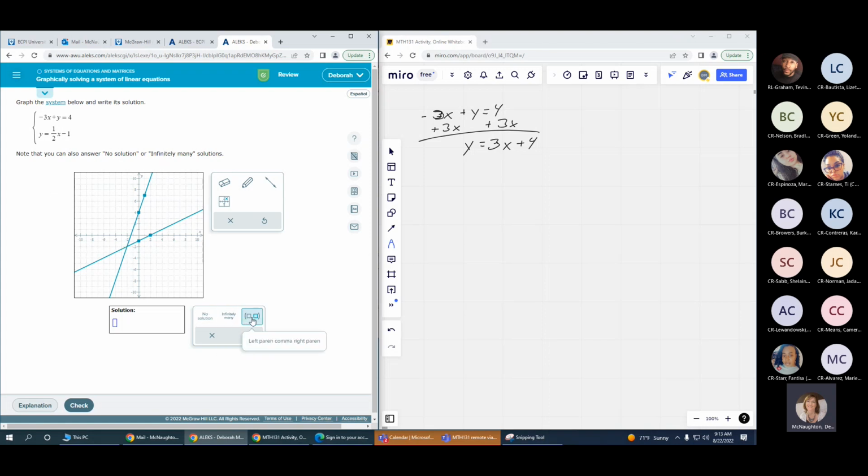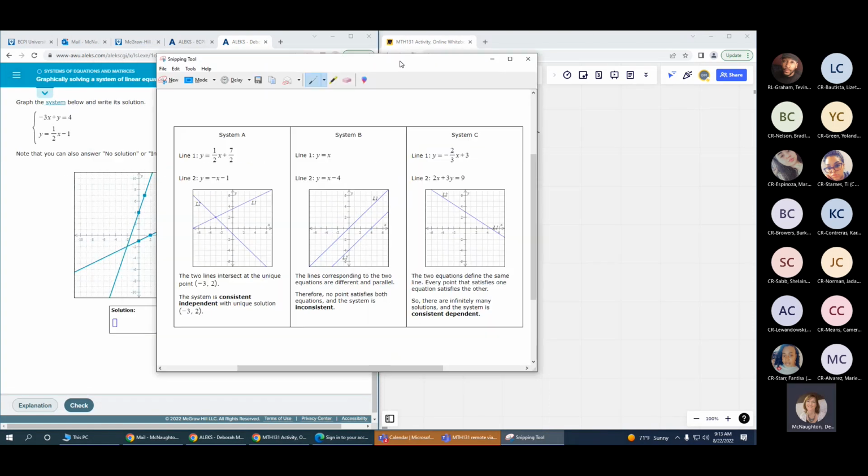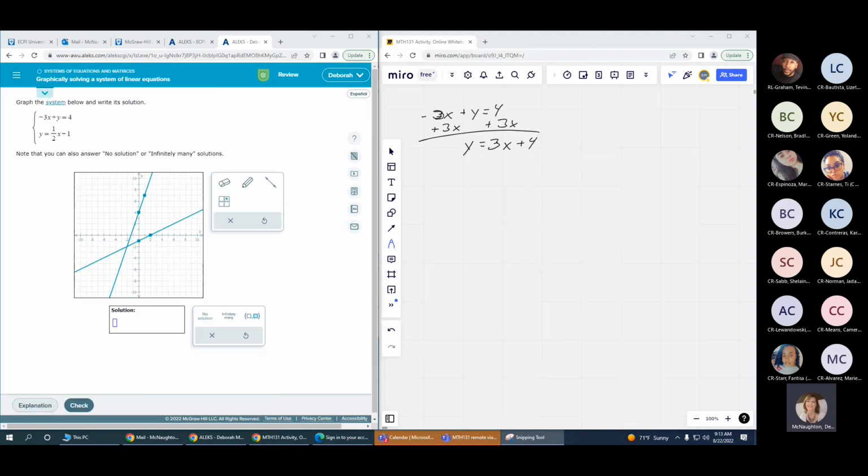So we want to pick this. Based on what we learned before, we use this to determine how many solutions we have. So here we have just one solution, and so we use this. And the solution is at x is -2, y is -2. So it's at (-2, -2).